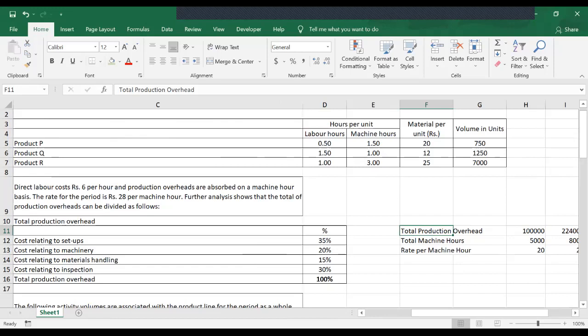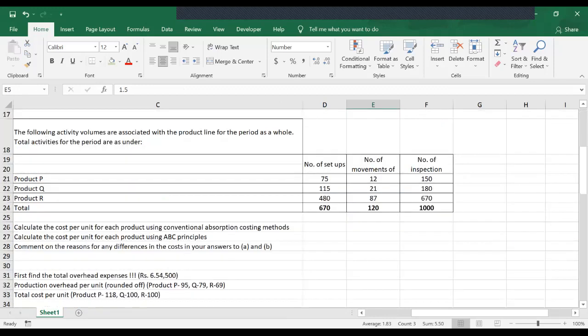Okay, so now let's quickly calculate the total production overhead. Firstly, we already have this one, we have to calculate the total machine hours. To calculate the machine hours, we'll use the machine hour per unit and multiply it with the volume in units. So it will give you the per unit rate.